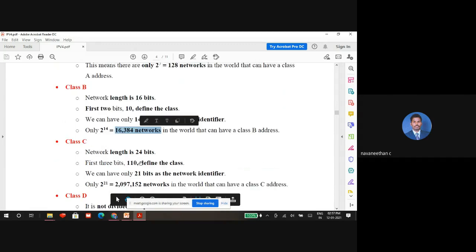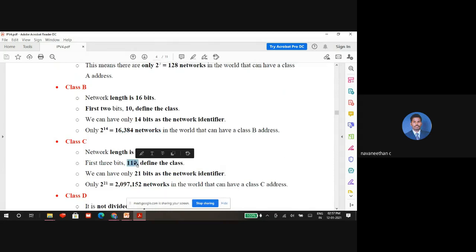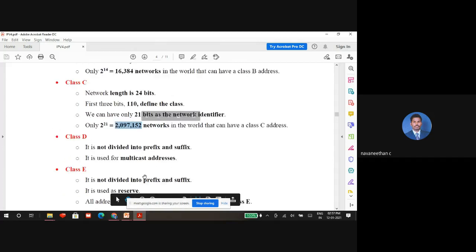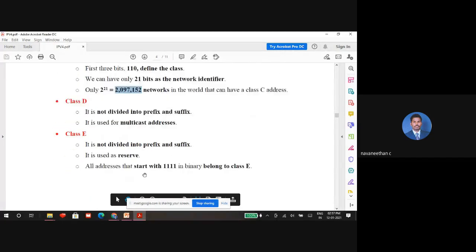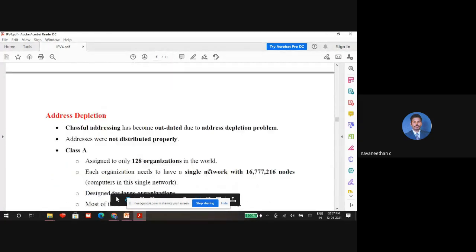Clear? Similarly, for class C, first 3 bytes represent net ID. The first byte, if the third bit is 0, among 24, this is 3. 24 minus 3, it is 21. 2 to the power 21. So this many values will be for net ID. Clear? That's all. We are not using class D and class E. Fine.